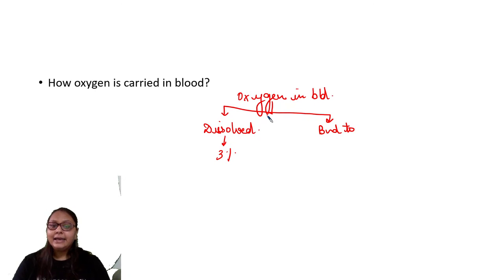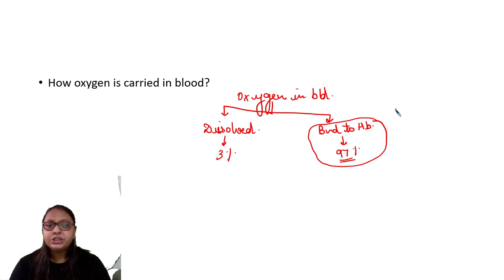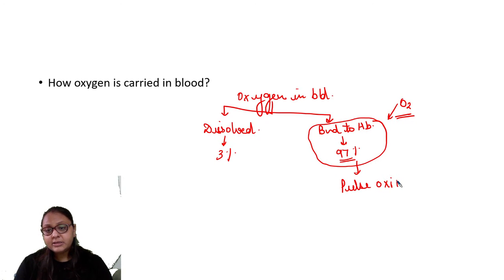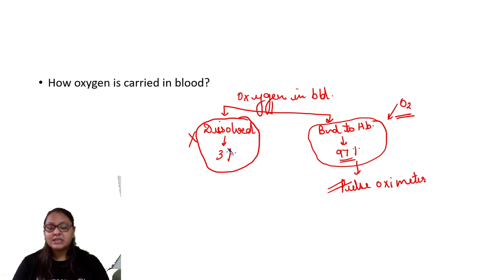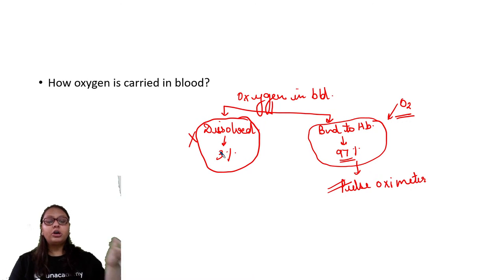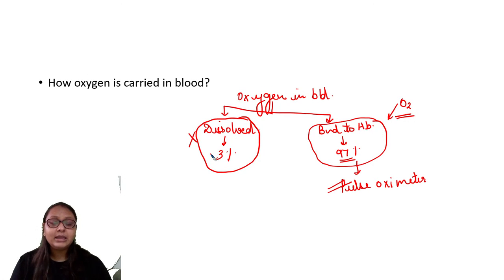Oxygen in the blood is carried in two forms, in the dissolved form and bound to hemoglobin, that is 97%. The oxygen which is bound to hemoglobin is the one that is monitored with the help of the pulse oximeter. Please remember this because many questions are asked. It does not tell us how much oxygen is dissolved in the plasma. It will just tell us how much oxygen is bound to hemoglobin.